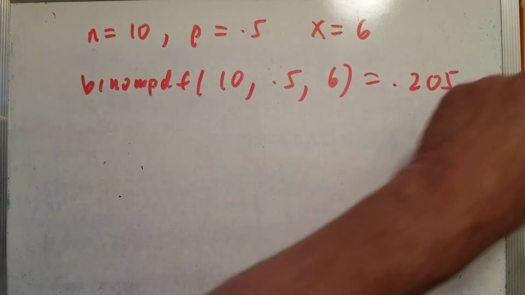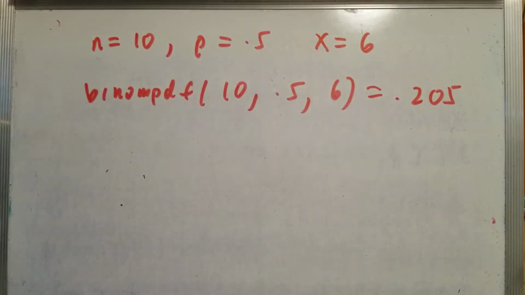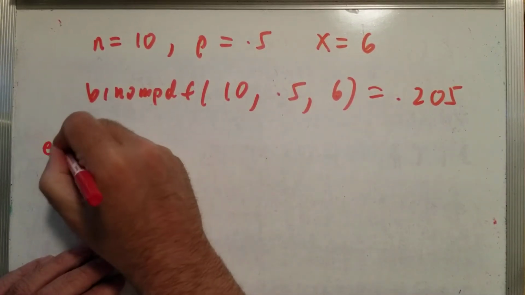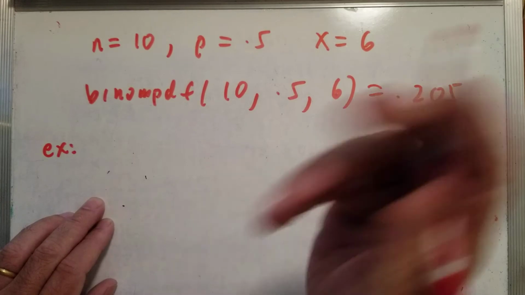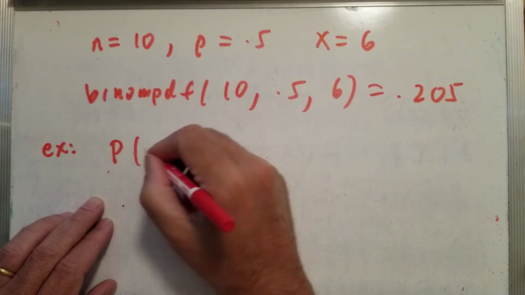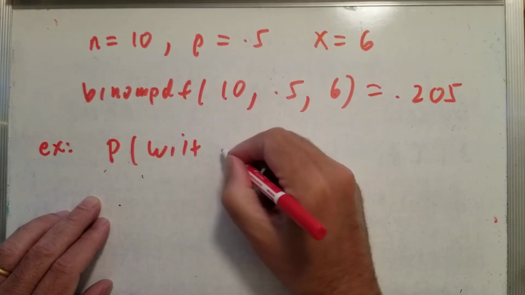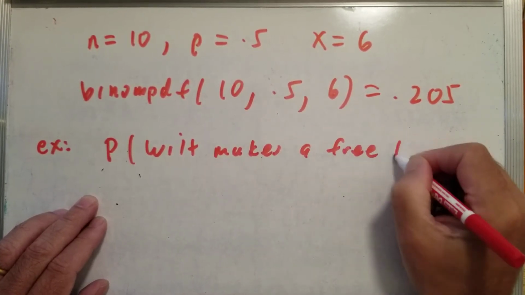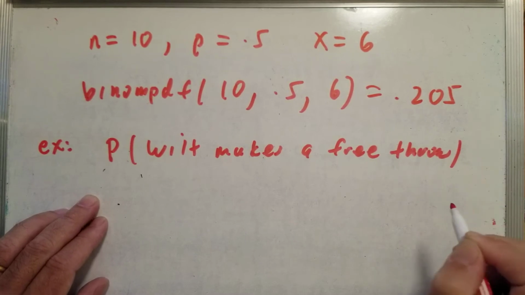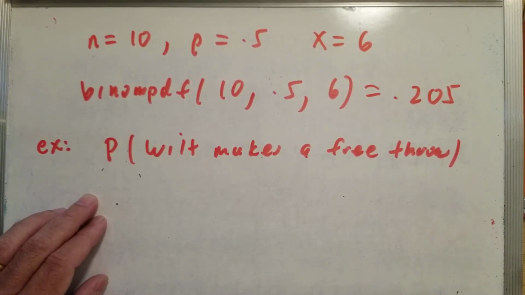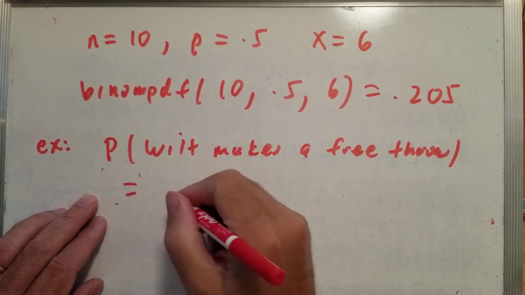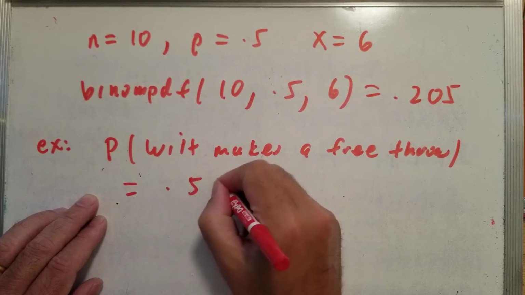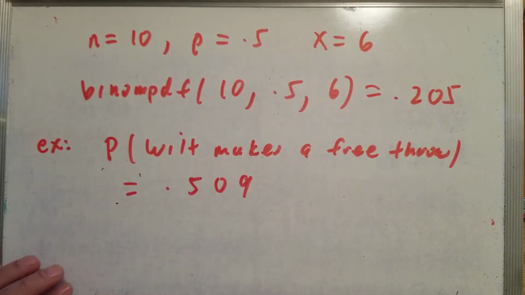Okay, now let me do another example. Let's suppose that, let's get away from coin flipping. Let's say the probability that Wilt makes a free throw. I'm talking about basketball, and the free throw is a binomial trial. Either you make the free throw or you don't make the free throw. And the probability that Wilt makes a free throw is, say, 0.509.